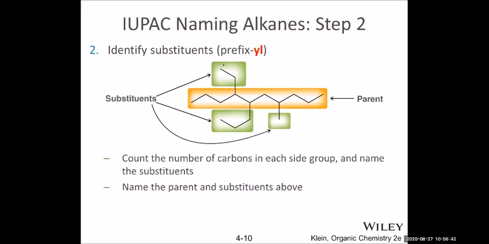And so this one has 2 carbons, that'll be the ethyl. This has 3 carbons, that'll be the propyl. And this is 1 carbon, the methyl group. So we have 3 different substituents.